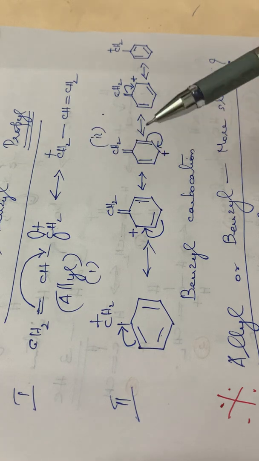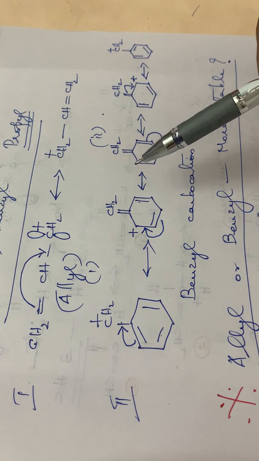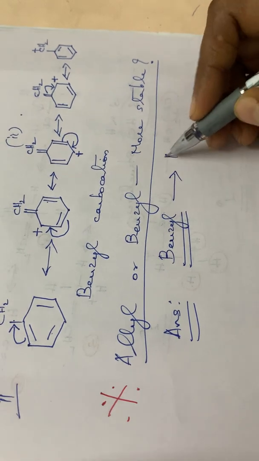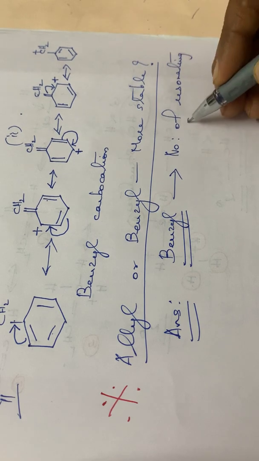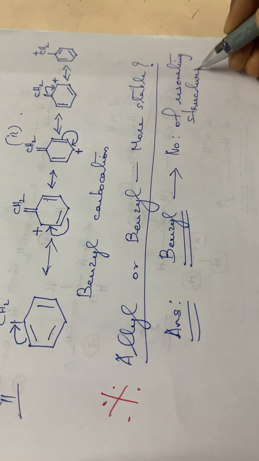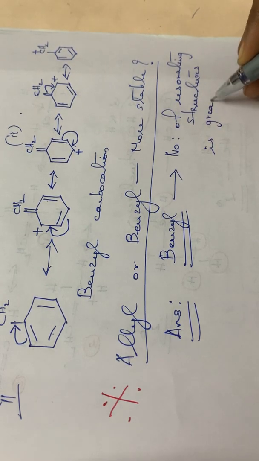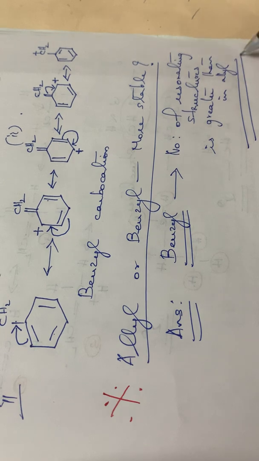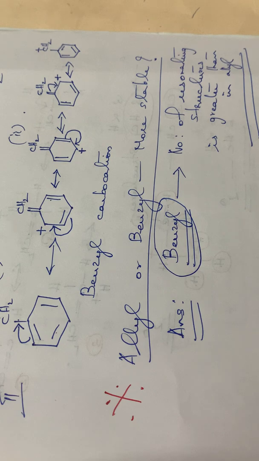So as the number of contributing structures, or the number of canonical structures, increases, what happens? The stability will also increase. So benzyl carbocation is having a greater number of resonating structures. More resonating structures in the case of benzyl carbocation, greater than in allyl carbocation. Okay. So that is the reason why benzyl carbocation is more stable than allyl carbocation. Okay. So that is one question to be asked.